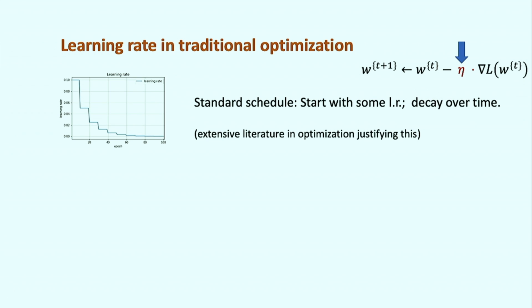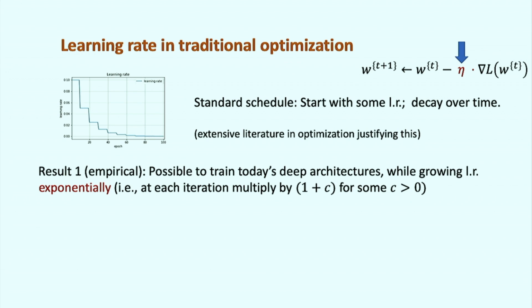Well, let me muddy up the waters even more. Okay? So result one, empirical. I mean, obviously, we did the theory first and then the empirics, but let me tell you the empirical result. It's possible to train today's deep net architectures, the state-of-the-art ones, while growing the learning rate exponentially. Namely, at every iteration, you're multiplying the learning rate by 1 plus c for some c bigger than 0.